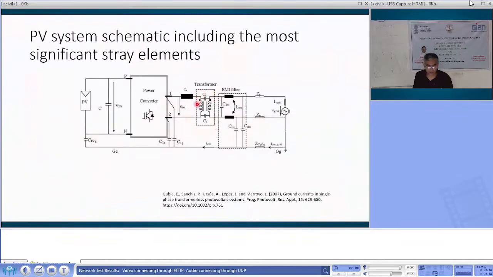Transformer also has the interturn capacitance. So that may complete the circuit, but interturn capacitances are very small, and that offers very large reactance to the flow of current. So that's why the transformer offers the isolation. So there is no flow of leakage current when you are using the transformer. When you are not using the transformer, then there is a direct path available for the leakage current to flow.